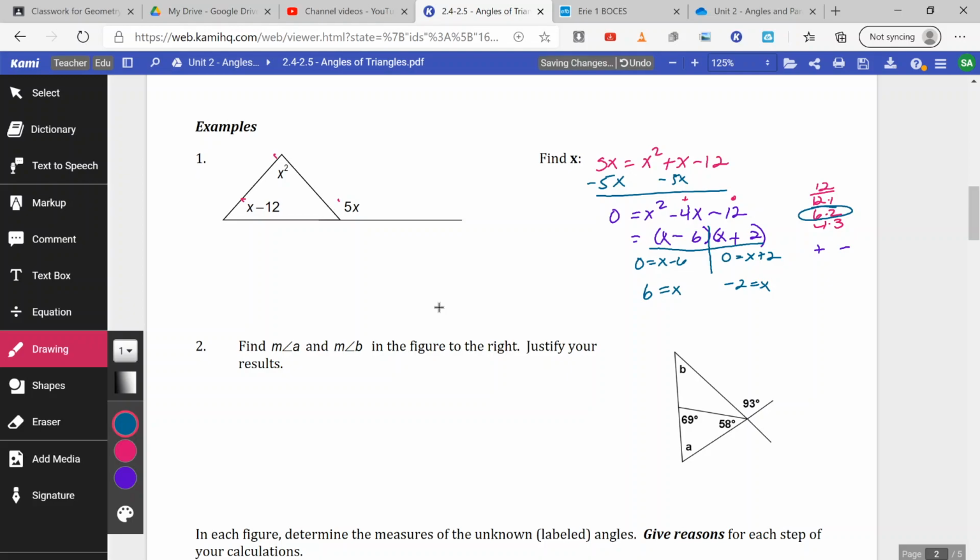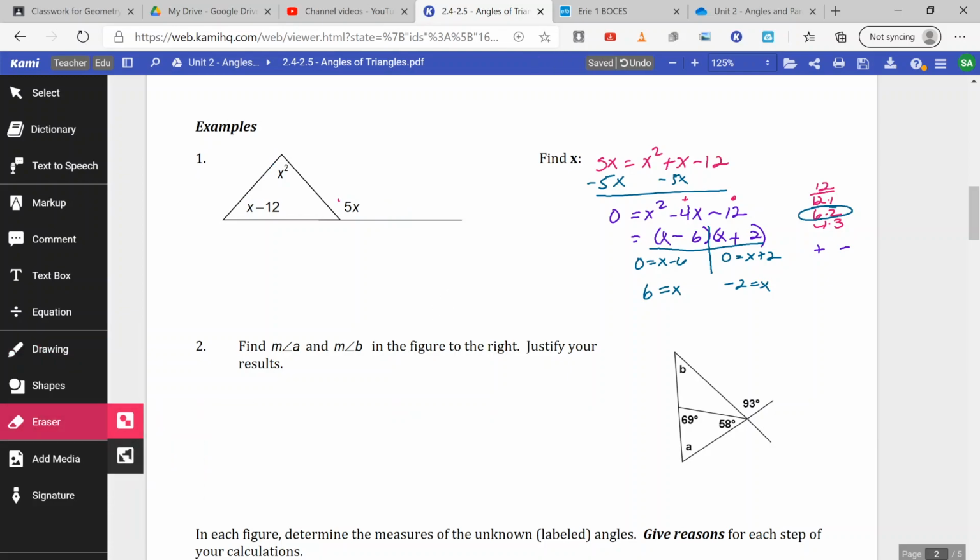So in this case, we have two different values of x that would work. 6. So if we plug in 6, we can get 6 times 5 would be 30. 6 minus 12 is negative 6. And x squared would be 36. So 36 minus 6 is 30. That works.